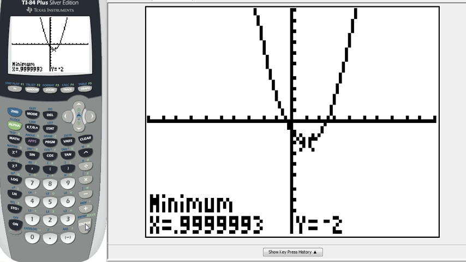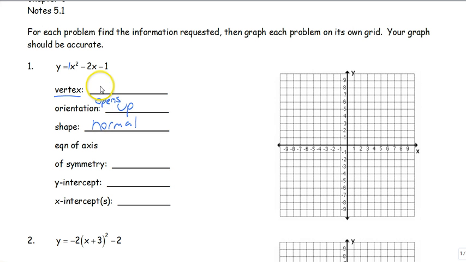And notice my calculator gives me 0.9999993 and -2. I do not want you giving me 0.9999993. That's just the calculator's way of telling you that that is 1. If it's something that's really close to a number like that, it's 1. It's just the calculator has some error sometimes when they calculate it, and yours might give you 1 when you do it. So, alright, so we have our vertex. So let's write that down. I have my vertex of (1, -2), and I'm going to plot that on here, (1, -2).